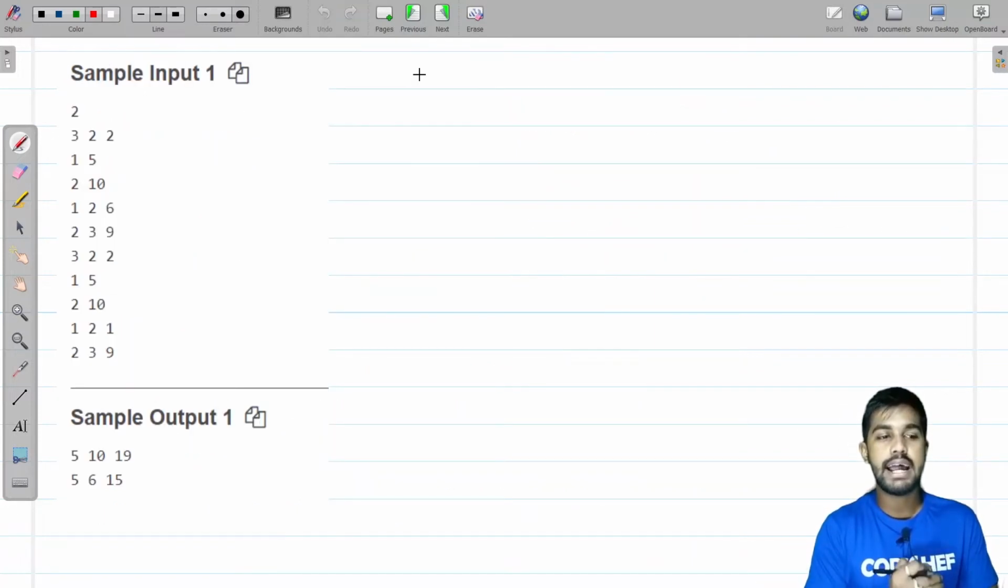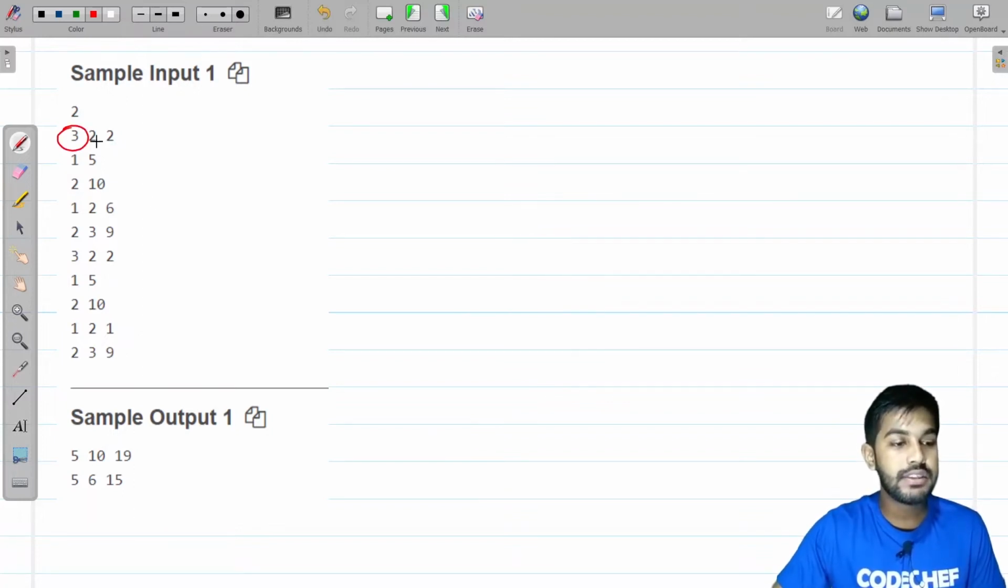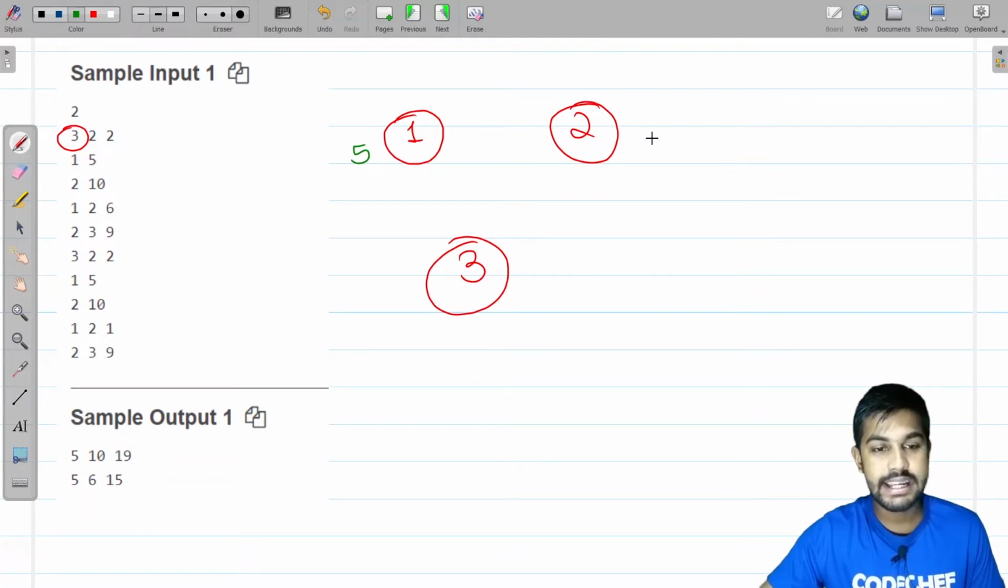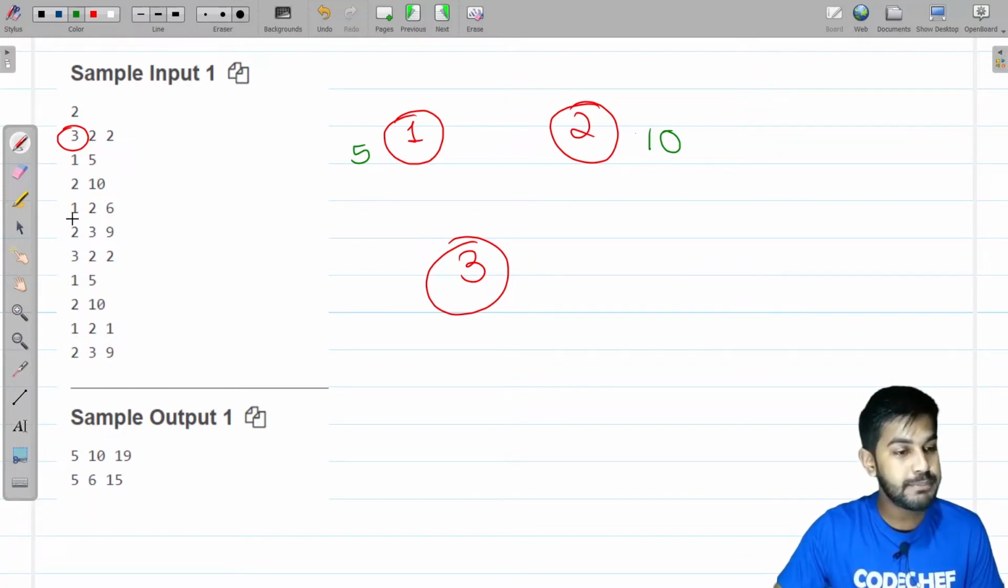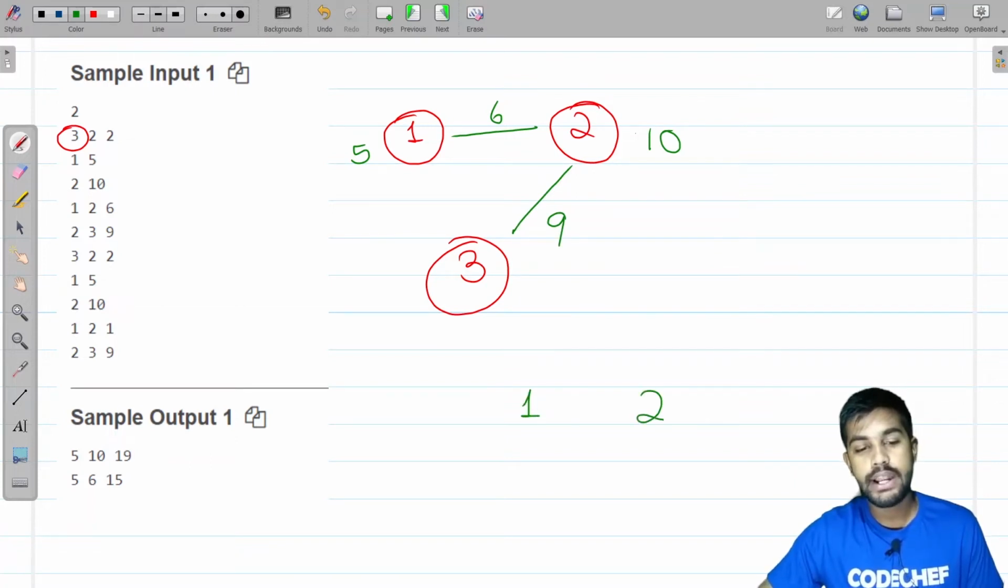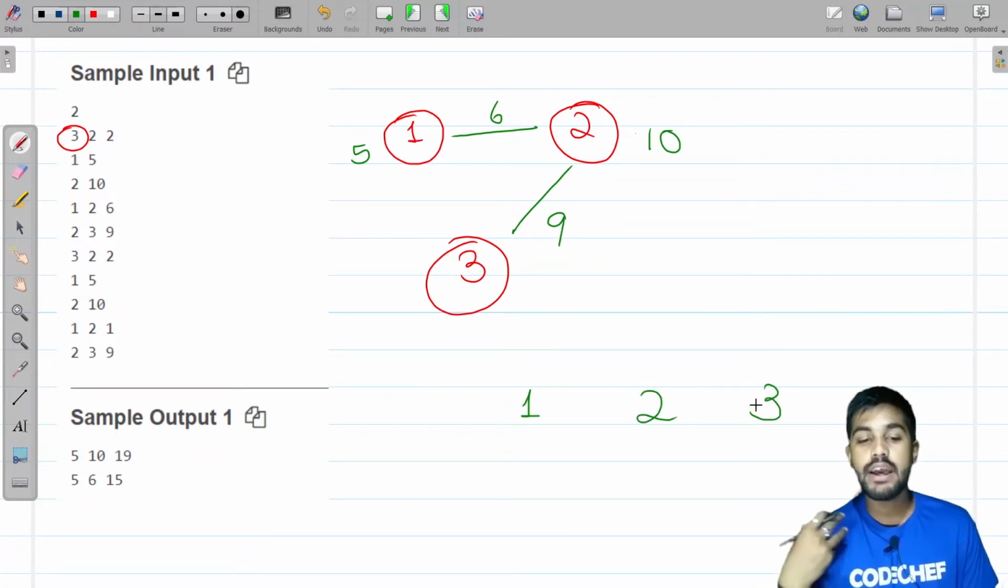Now, let us look at the sample input and output. We are given 3 cities. We are told that in the first and second city, the cost of testing is 5 and 10. Then there is a linkage between 1 and 2 with a cost of 6 and then 2 and 3 with a cost of 9 itself. Now let us write 1, 2 and 3 where we would write the minimum cost to test the sample.